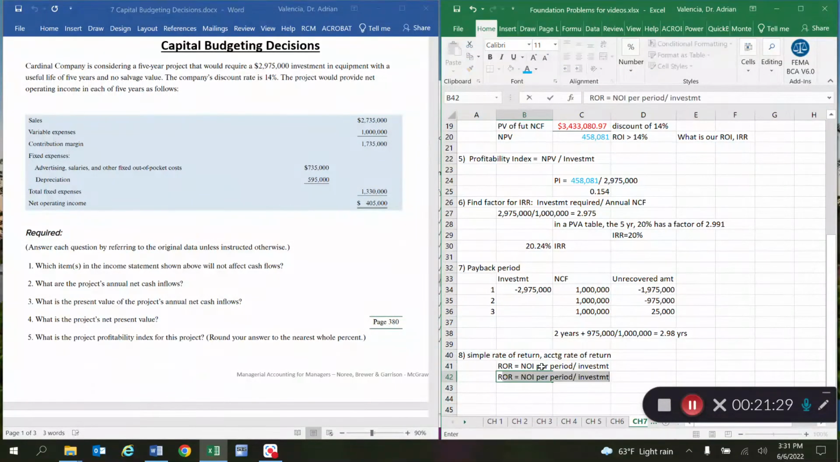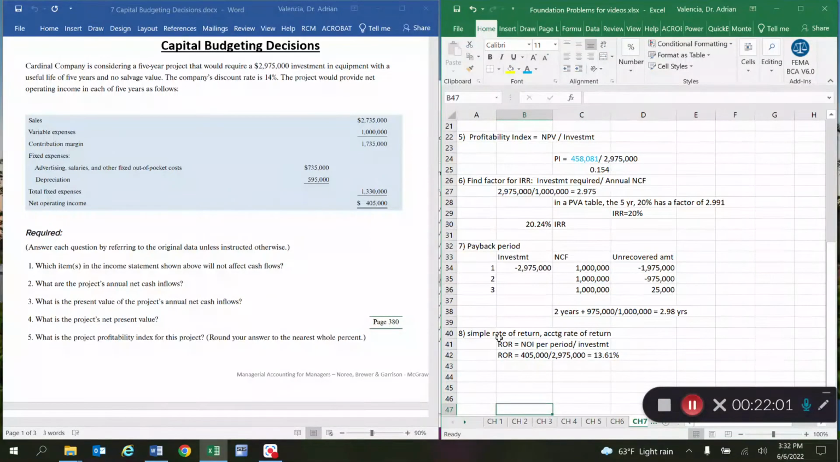Okay, so in this case, the simple rate of return would be $405,000 per our financial report here. So we include non-cash expenses, we include non-cash revenues if there were any, which in our case there weren't, and then we divide by $2,975,000. And that gives us 13.61%.